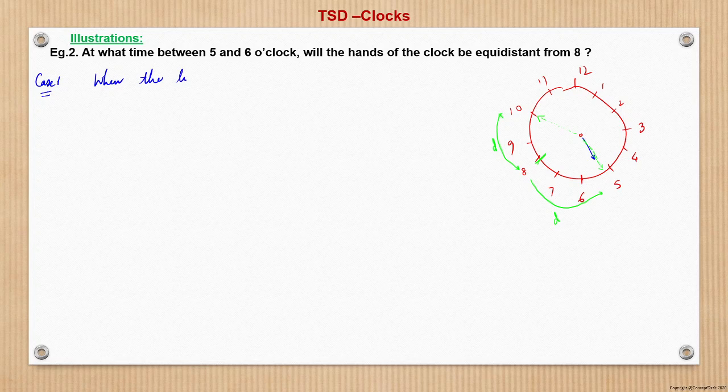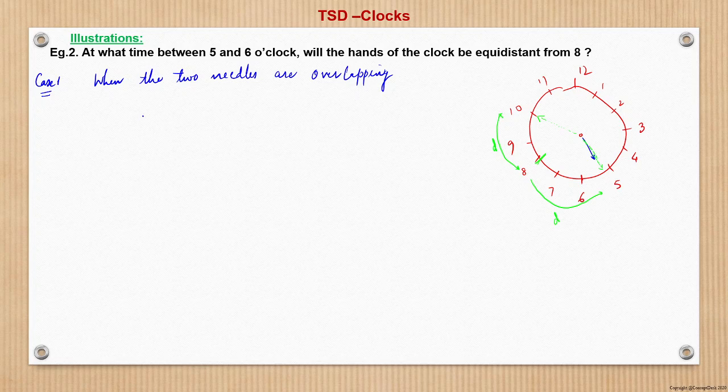When the two needles are overlapping. Overlapping. So this is a very simple case. This is like finding the time at which the two needles of a clock will overlap between 5 and 6 o'clock. So how do we find that?